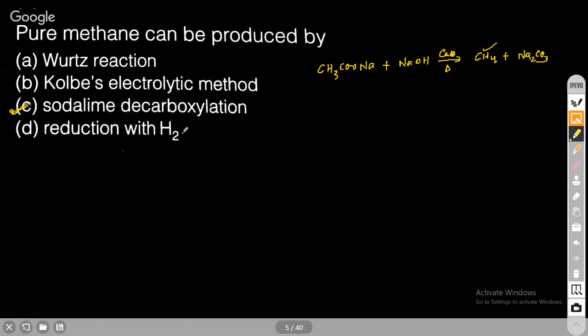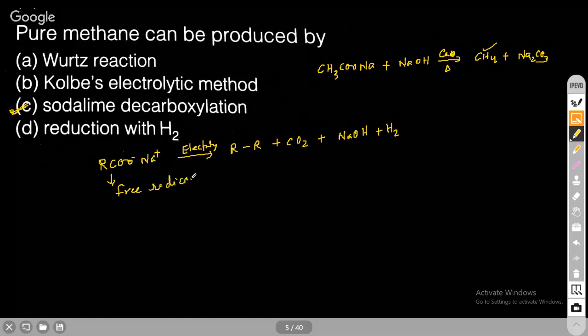See, what is this Kolb electrolytic method? If you have a salt of sodium or potassium, suppose I am taking sodium only, when you do the electrolysis of it, then we get R-R plus CO2 plus NaOH plus H2. Right. This reaction actually follows a free radical mechanism. All this information you must have: free radical mechanism.